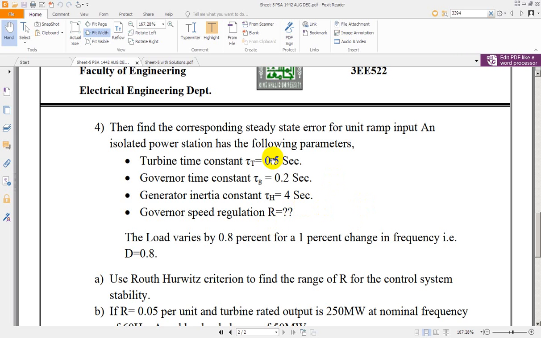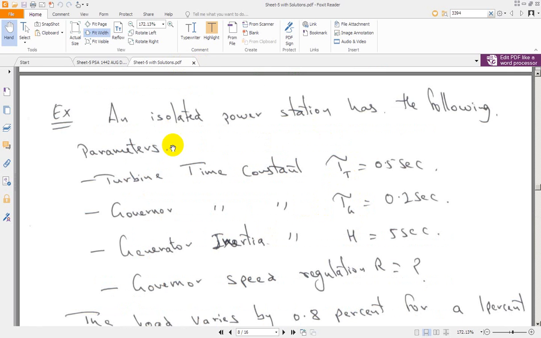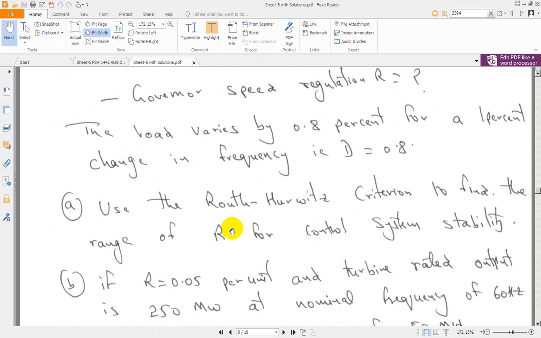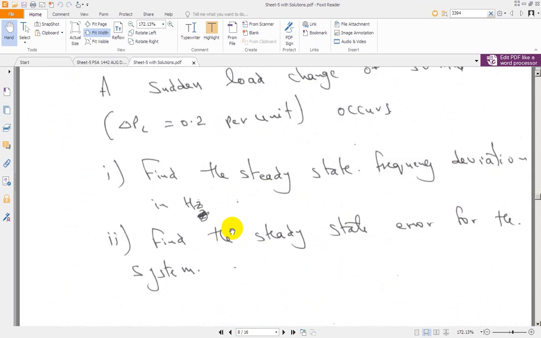It has to be evaluated for the corresponding steady state error for a unit ramp input. The input is of the form unit ramp. To start with, this is the given information. We need to evaluate.